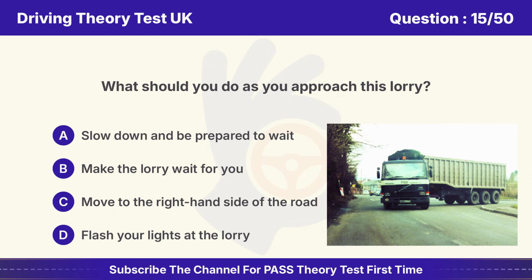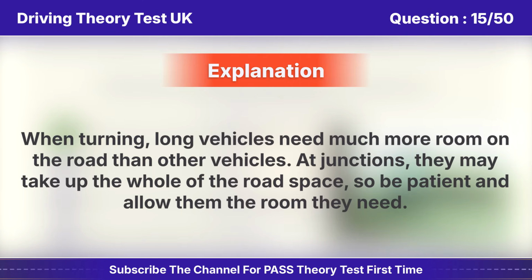Question 15. What should you do as you approach this lorry? Answer is A. Slow down and be prepared to wait. When turning, long vehicles need much more room on the road than other vehicles. At junctions, they may take up the whole of the road space, so be patient and allow them the room they need.